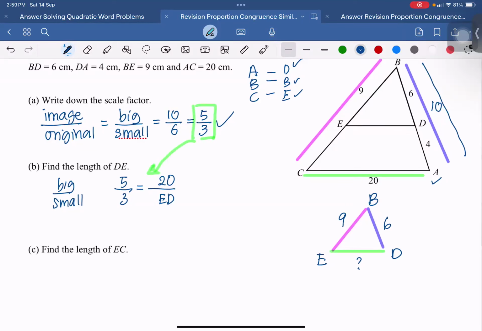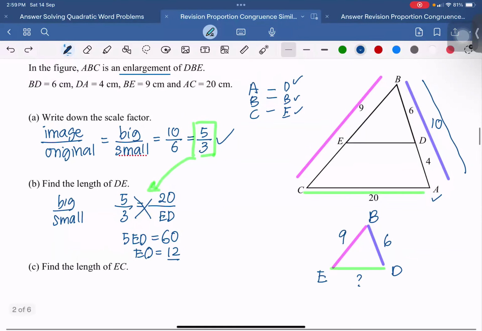Okay. Cross multiply. Then we cross multiply this one. 5 times ED equals 60. ED equals 60 divided by 5. That gives you 12 cm. Okay. All right. Next one, how to do question 6. Very good.